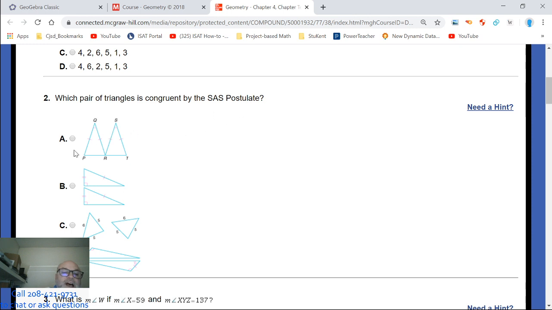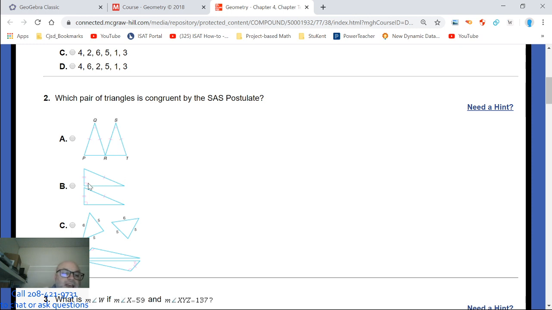Which pair of triangles is congruent by SAS? SAS is side, angle, side. So I think we can zoom in on this one and just see. Side, angle, side. So this one I see this side is congruent, like PQ is congruent to RS. This angle Q is congruent to angle S, and QR is congruent to ST. I think that's supposed to be a T. So side, angle, side, these guys seem to match up. So I think that one's definitely a good answer.